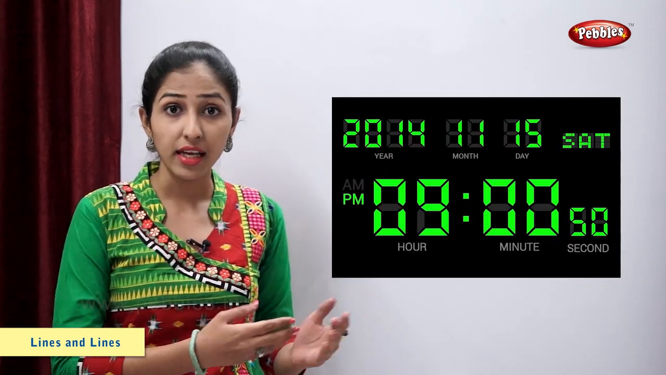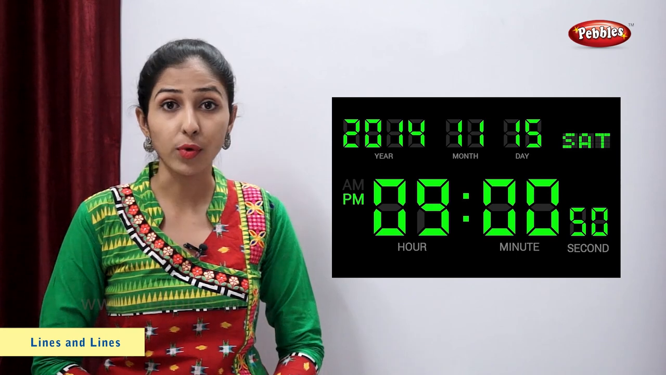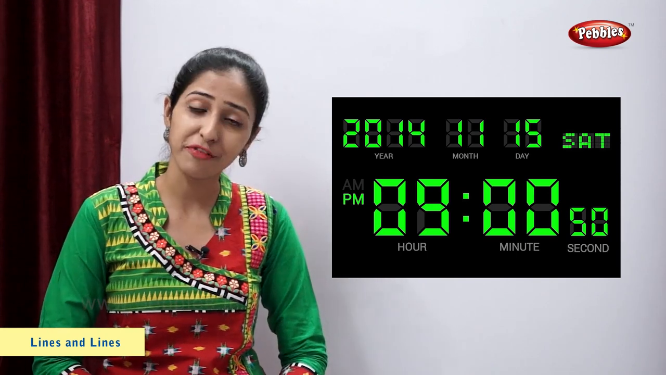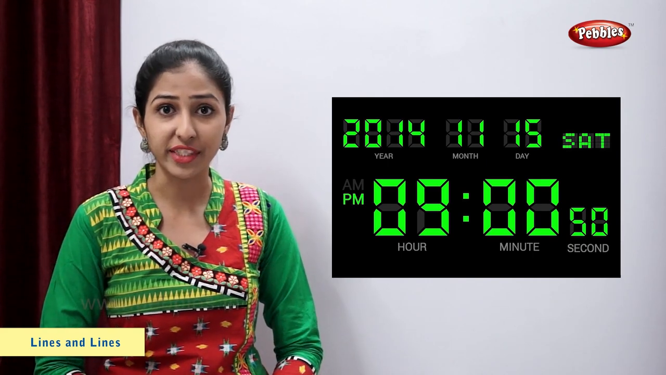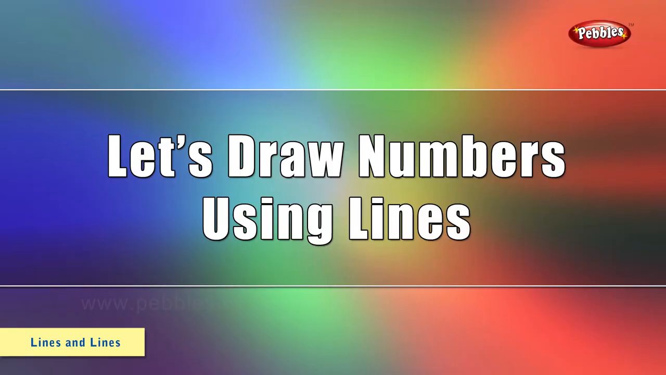Students, this is a digital clock. It shows the time and days of the week. The numbers and letters are shown using lines. Let's draw numbers using lines.